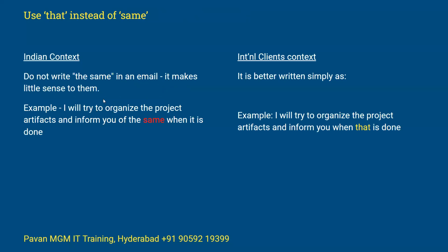The next tip I am going to explain is use that instead of same. Do not use the word same in an email. It makes little sense to them. Just an example here: I will try to organize the project artifacts and inform you of the same when it is done. It is better written simply as I will try to organize the project artifacts and inform you when that is done, right? I marked the word which is not appropriate in red color, and the appropriate word in either green or yellow color. I hope you observed that, right?